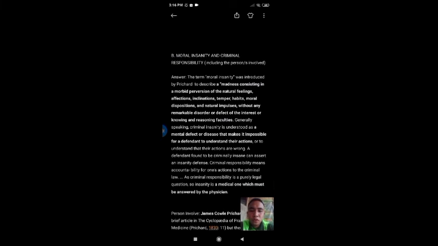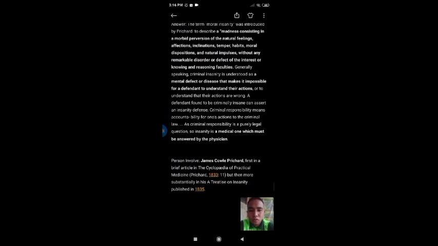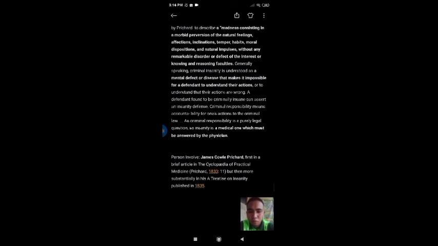So a defendant found to be criminally insane can assert an insanity defense. Criminal responsibility means accountability for one's actions to the criminal law. As criminal responsibility is purely a legal question, insanity is a medical one which must be answered by the physician. The person involved in letter B of number 5 is James Cowles Prichard.